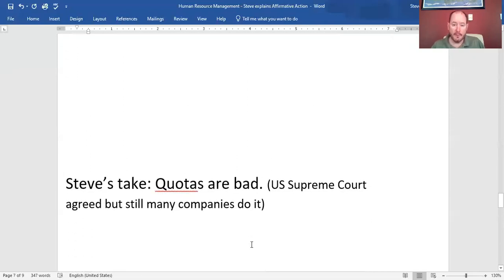Steve's take is that quotas are bad. It's just not good management to say we must hire a certain percentage of a group. And the US Supreme Court, 15 years ago, I'm not sure how long ago, basically agreed with me on this, that quotas are not the right way to do it. But there are still companies that use quotas, and that's just unfortunate.